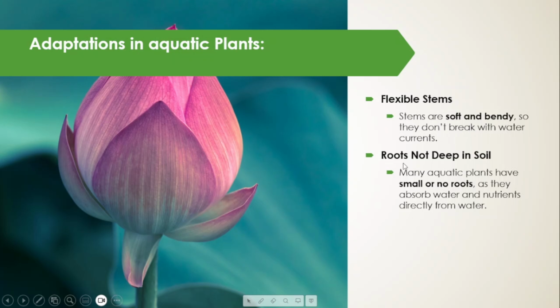Next, roots not deep in the soil. Some plants do not have roots deep in the soil. So many aquatic plants have small or no roots as they absorb water and nutrients directly from water. As we know, roots absorb water and get all the nutrients and minerals. And in the oceans and water bodies, nutrients are directly dissolved in the water surrounding the plants. So these plants have small roots and they absorb water and nutrients directly from the water.